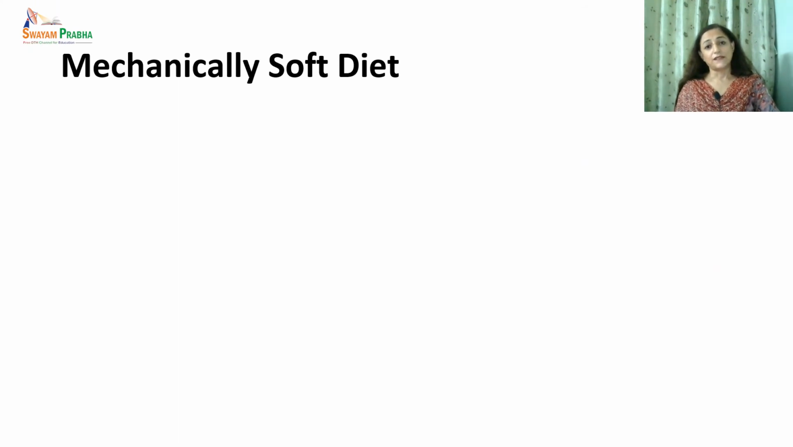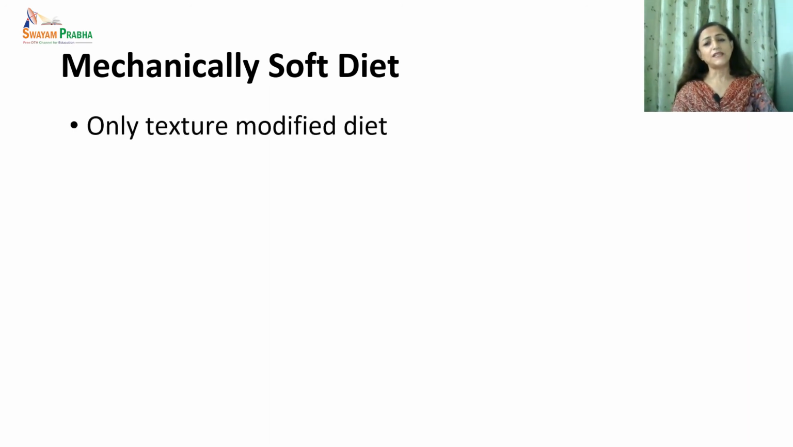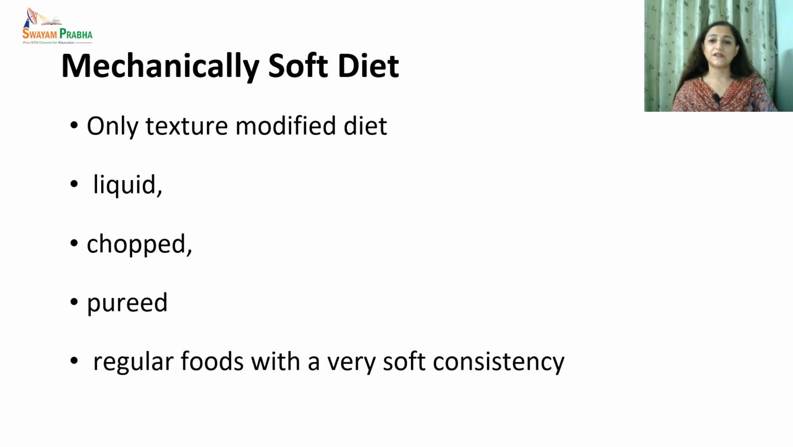A mechanically soft diet is another type of normal diet which is modified only in texture for ease of mastication. It is used when a patient cannot chew or use their facial muscles for a variety of reasons. It could be dental, it could be medical, or some surgical condition. The food in the diet may be liquid, chopped, pureed, or regular foods with very soft consistency.